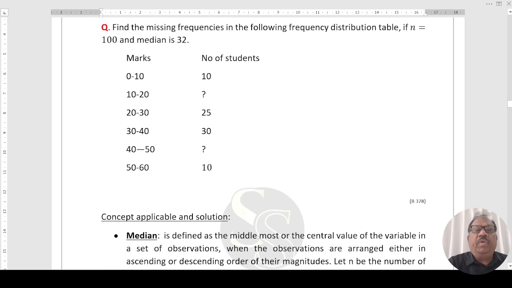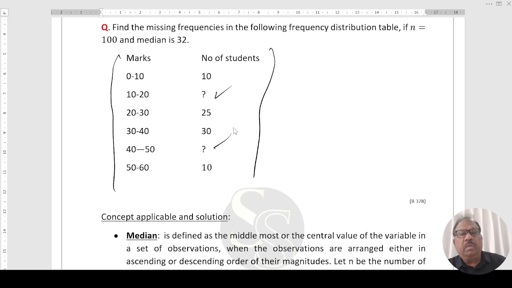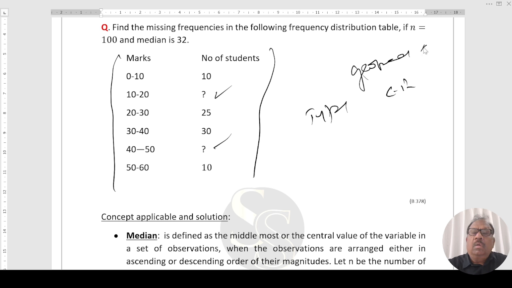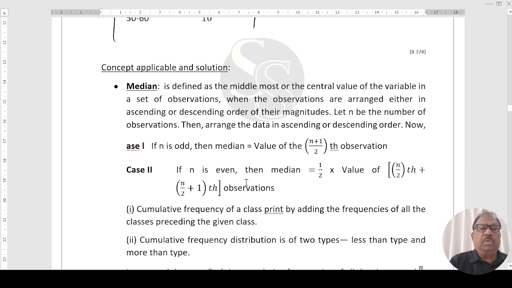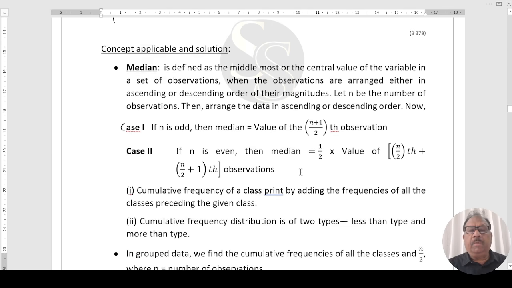Question is, find the missing frequencies in the following frequency distribution table if n equal to 100 and median is 32. This is the class interval, this is the number of students. These are the missing frequencies. We have to find these. According to the question, total number of observations is 100 and median is 32. This is grouped data with class interval. Now these are the basic definitions which you can go through. This is case 1, right?